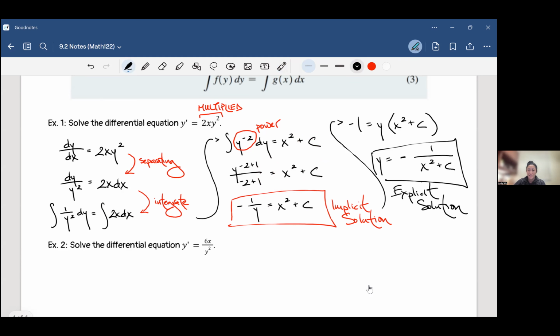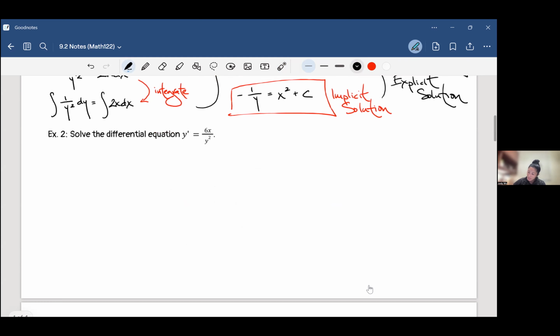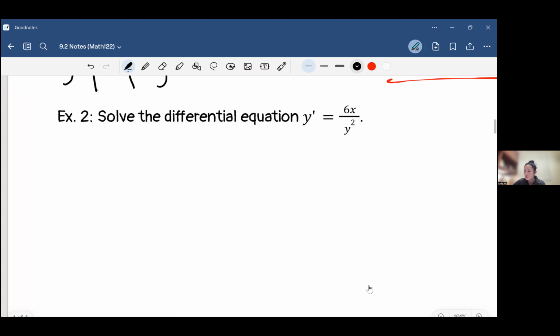All right, let's try example 2. Says, solve the differential equation y prime equals 6x over y squared. Now, I look at this and I see multiplication and I see division and no addition or subtraction. And that's a really good clue that I'm going to be using separation of variables.